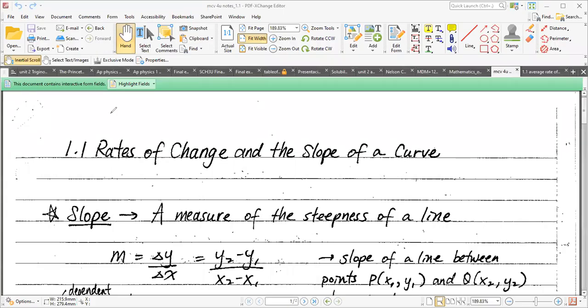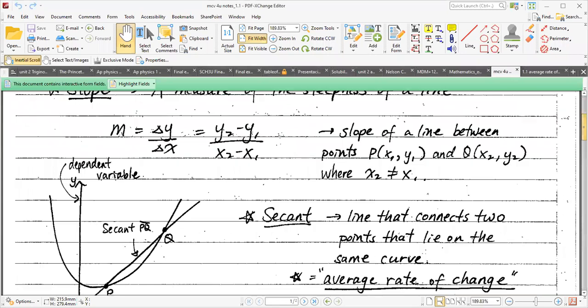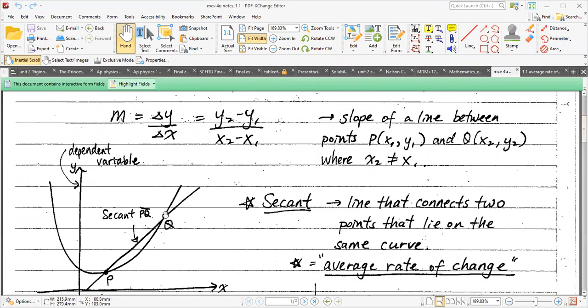Okay, we're doing 1.1 rates of change and the slope of a curve. So a slope of the curve, you already know what to do. We have 2 points on a curve. I want to find the slope of the line passing through these 2 points.